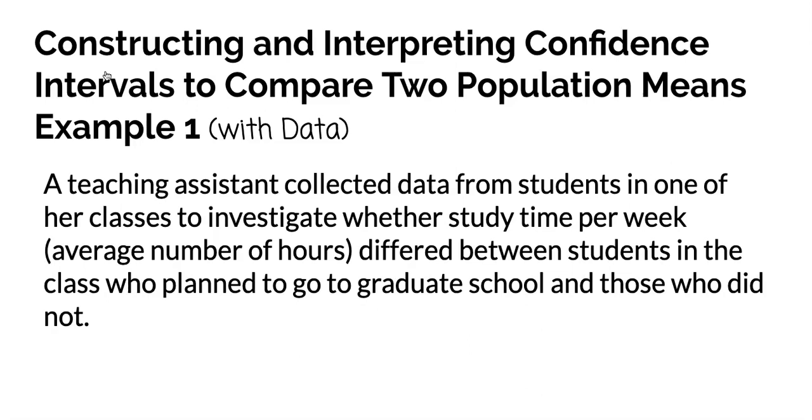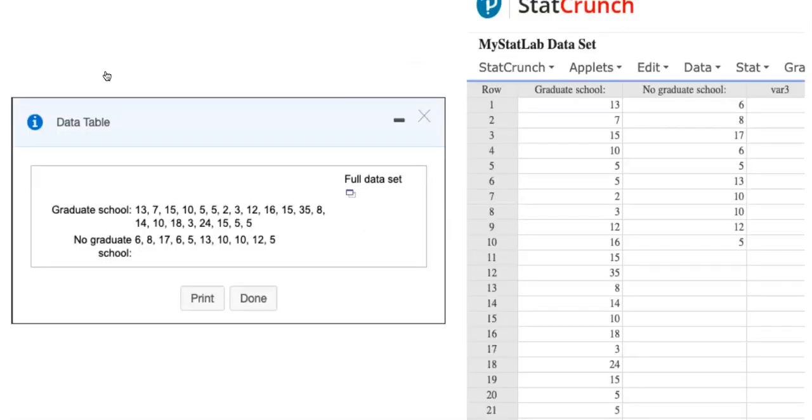The first population being people who are planning to go to grad school, and the second population being the people who do not plan to go to grad school. So let's compare their means and see if there's any difference. Okay, so what I got in this example is just the raw data, the data table.